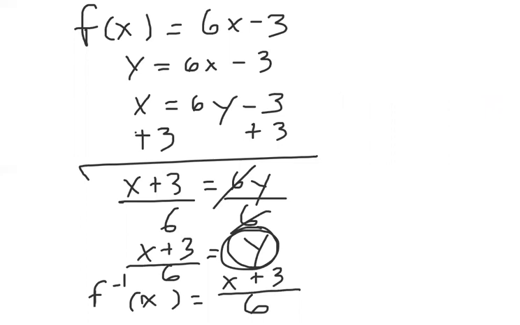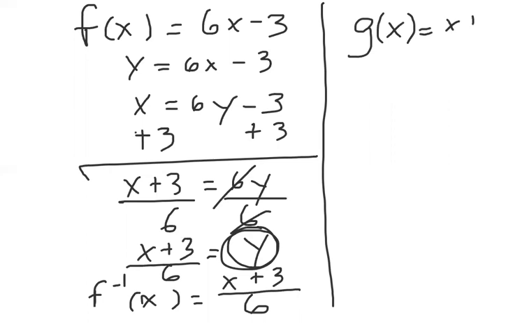Okay, so does this problem look familiar, guys? As in g of x equals x plus 3 over 6? So essentially, we found the inverse of the f of x function. It's actually the g of x function. In other words, the inverse of f of x is g of x. Or vice versa, the inverse of g of x is f of x. So if we were to take g of x and find its inverse, it would lead us to f of x.